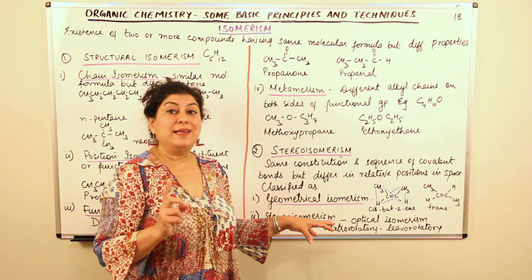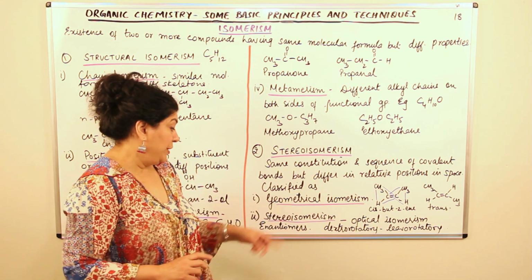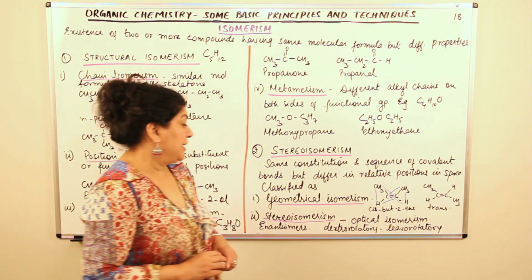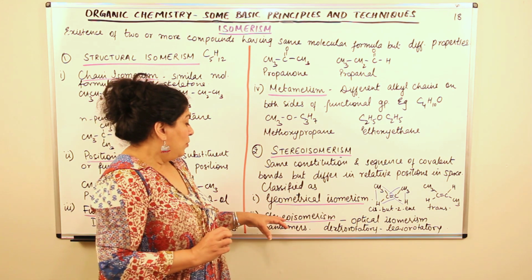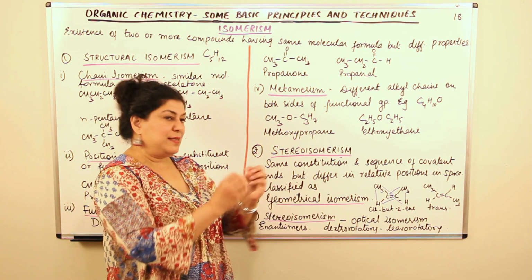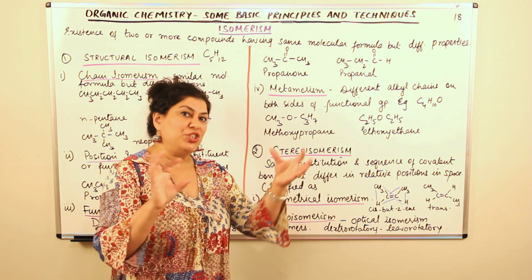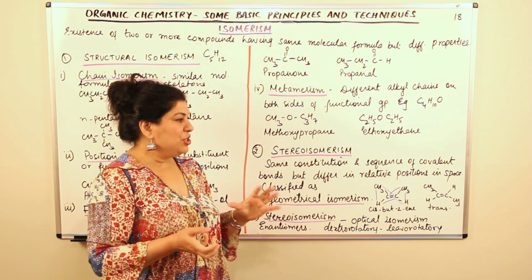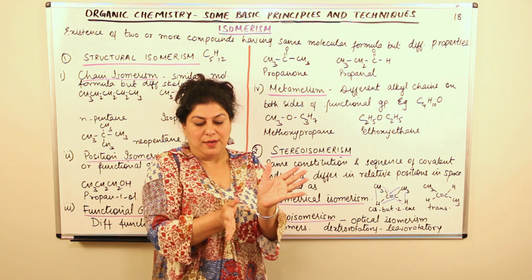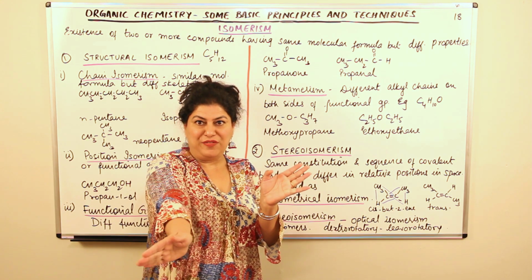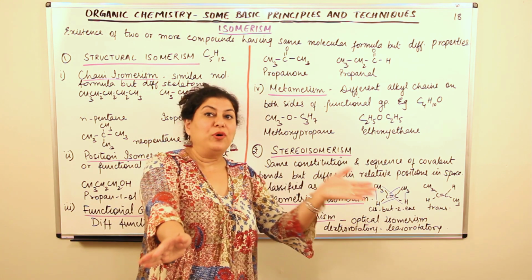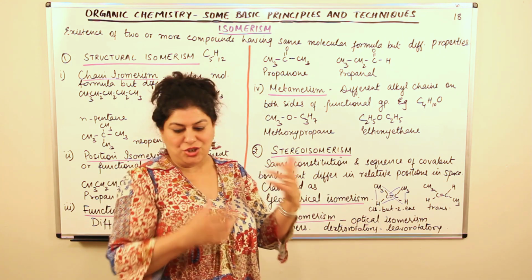Yeah, haloalkanes and haloarenes in class 12. You'll be doing stereoisomerism in far more detail. Again, the bonding is the same, but the orientation is different. One bond is coming in front, and the other isomer has the same bond going backwards. The structure is again the same.